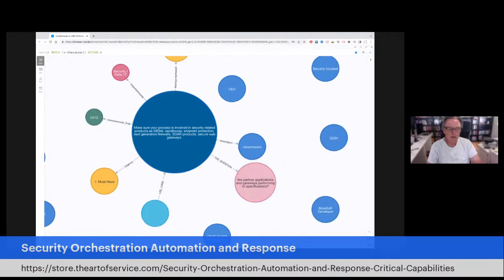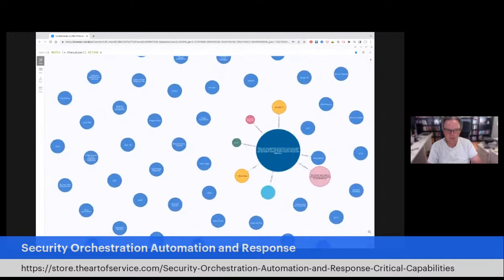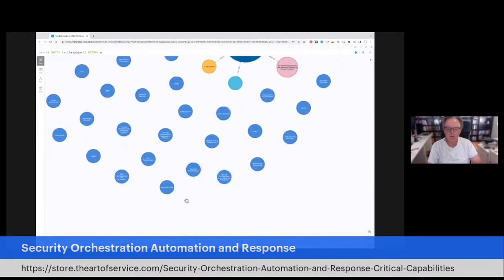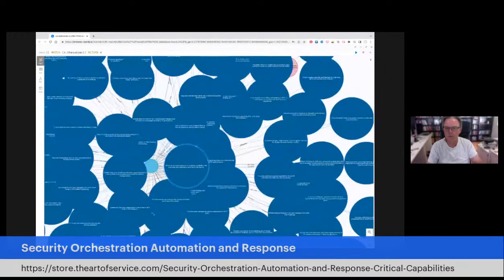I like this overview because it gives me a direct insight into the areas that we need to cover, and I can actually zoom in on each and every one, and out comes what we need to do, what we need to cover for our organization here. All right.